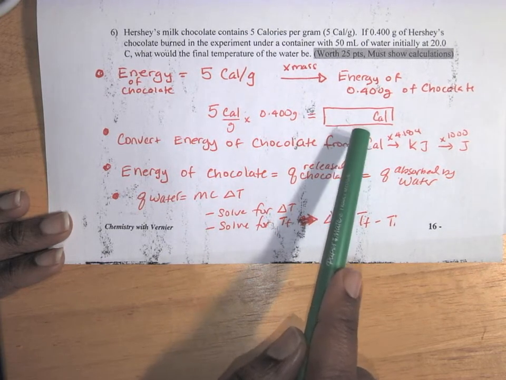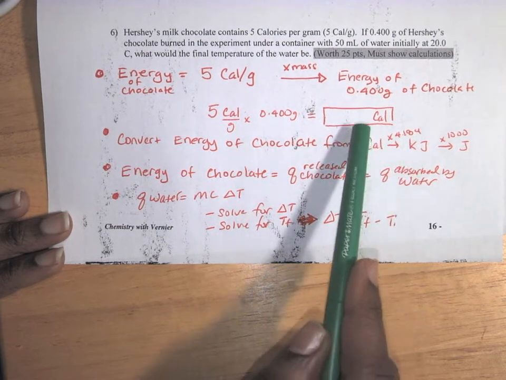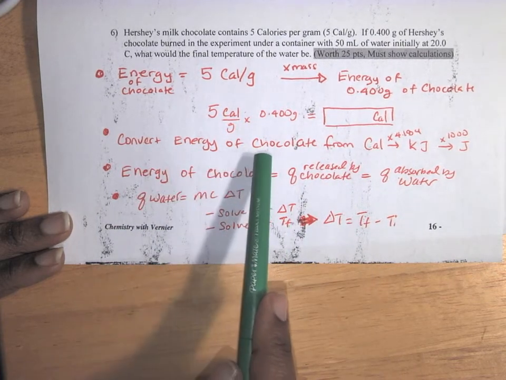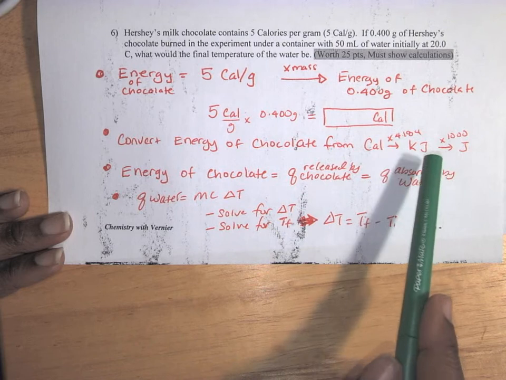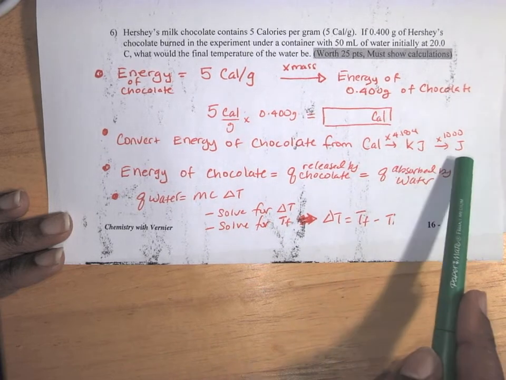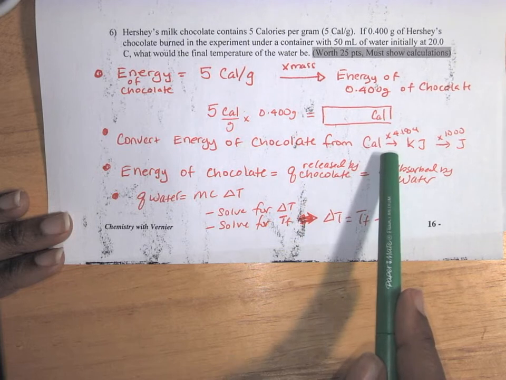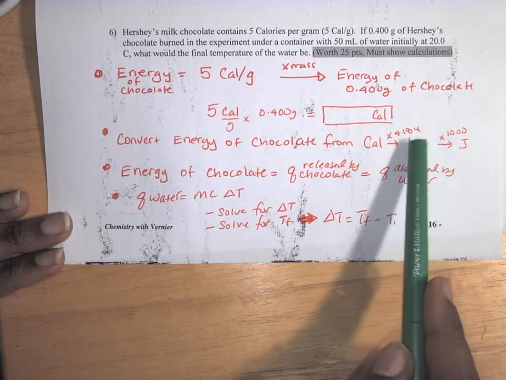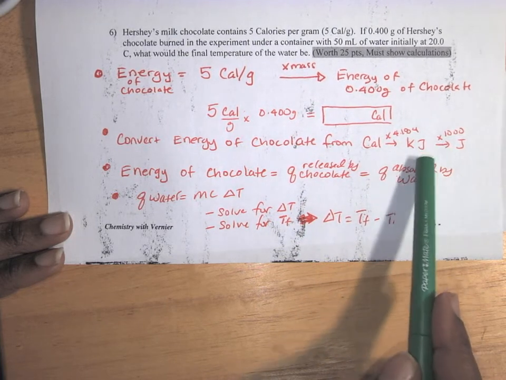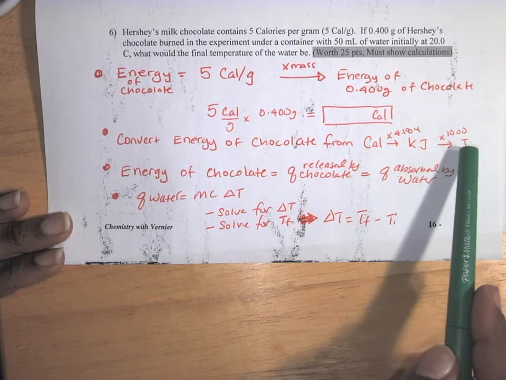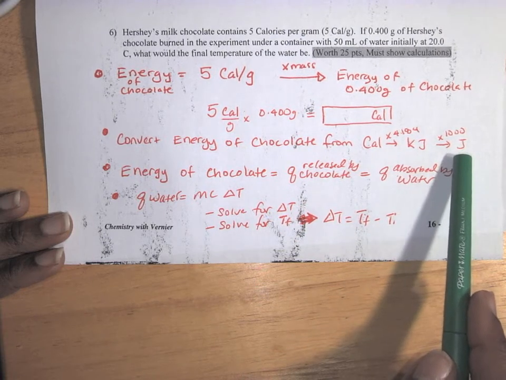After you have the calories of that piece of chocolate, so now you have your energy of that piece of chocolate, you're going to convert the energy of your chocolate sample from calories to kilojoules and from kilojoules to joules. You're going to do that by multiplying the calories, so that number, by 4.184, and then you get the number in kilojoules. Once you have that number in kilojoules, you're going to convert it to joules by multiplying that by 1,000.